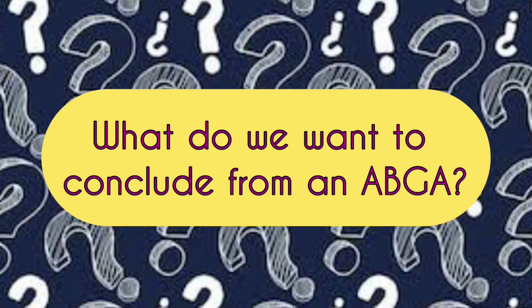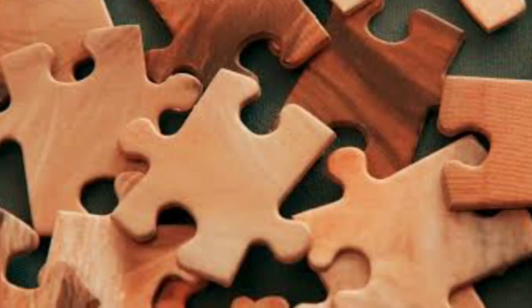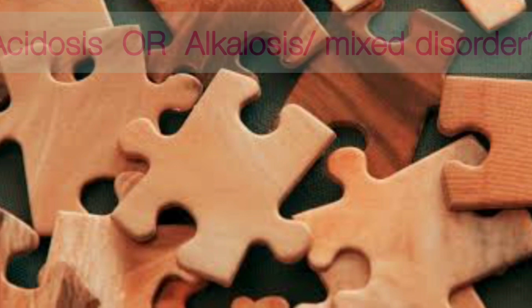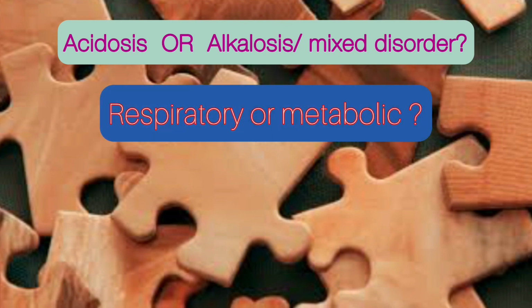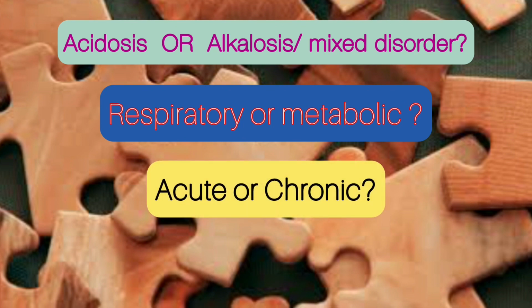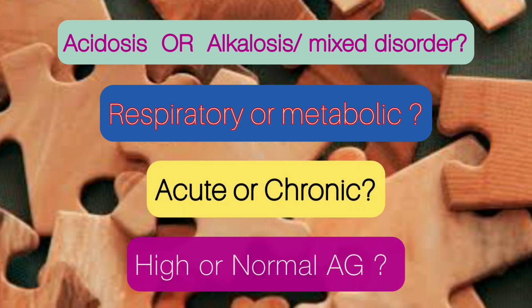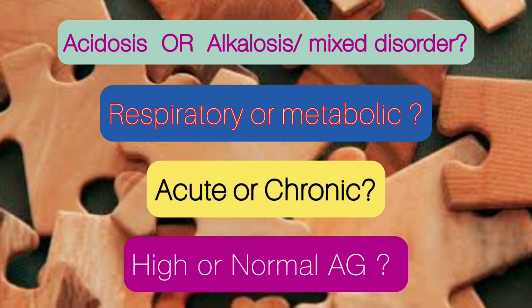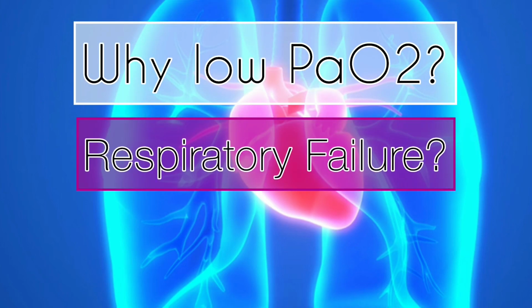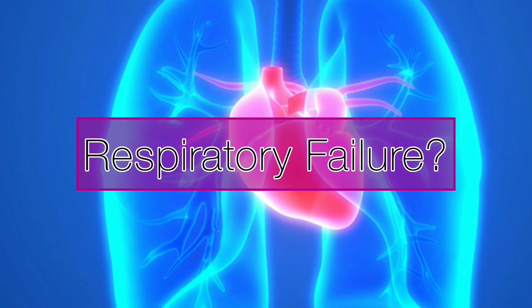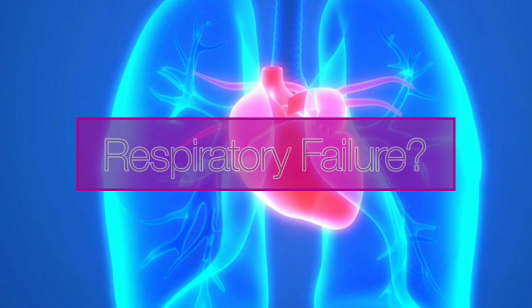Now what do we actually have to know from an ABGA? Well, we have to know if it is an acidosis or alkalosis or a mixed disorder. Acidosis or alkalosis, if present, is whether respiratory or metabolic. If it is respiratory, then whether it is acute or chronic. And if it is metabolic acidosis, then whether it is a high anion gap or normal anion gap metabolic acidosis. And what is the possible reason for low PaO2 if it is present? That is, we have to find out the type of respiratory failure if present.